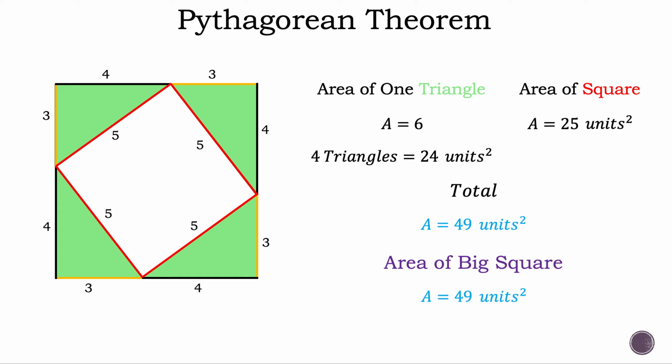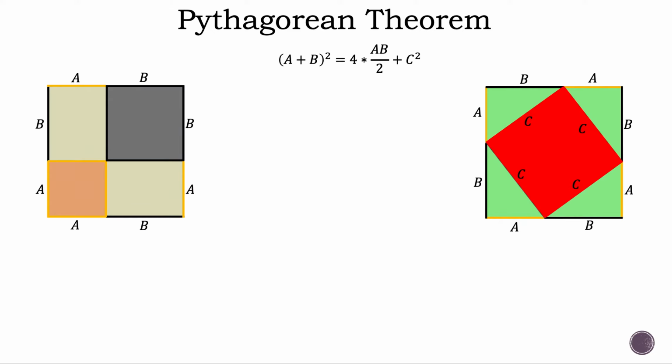We found the total area of all the parts inside the bigger square, and that is 49 units squared. And we found the area of the bigger square with the outside numbers, and that is also 49 units squared. So we found the area of the bigger square two different ways using a visual representation of why the Pythagorean theorem works. Remember, in essence, the Pythagorean theorem is the sum of the area of the two smaller squares, and that is equal to the area of a bigger square. Now we're going to show you why this is the case mathematically.